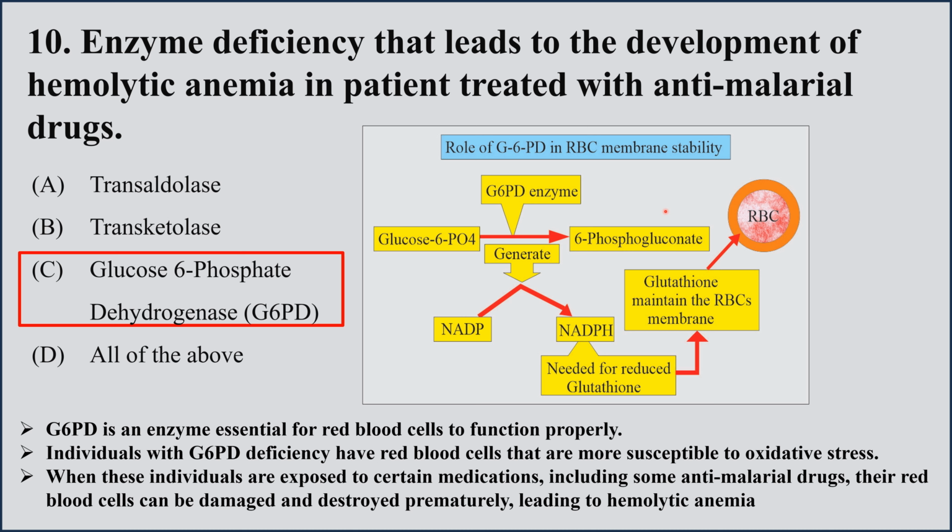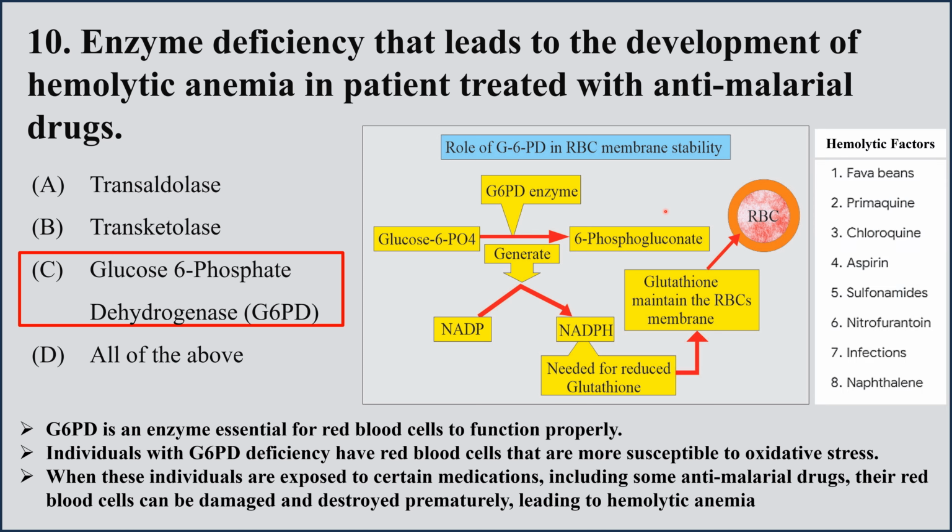There are some other options that may be asked in the MCQs. You must know about other hemolytic factors, because this is the only drug I have mentioned here. There are also some other medications which may lead to hemolysis of the red blood cells. These hemolytic factors include fava beans. There are some people who are sensitive to fava beans. When they ingest fava beans, because they are deficient in the G6PD enzyme, it increases the oxidative stress of RBCs and leads to hemolysis.